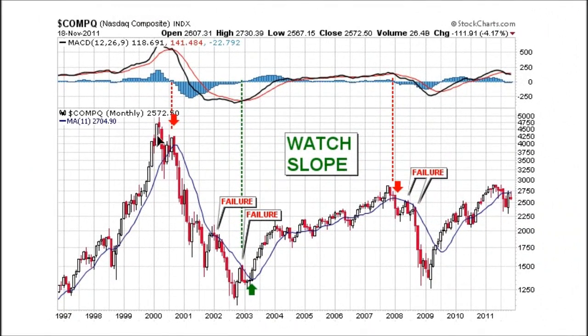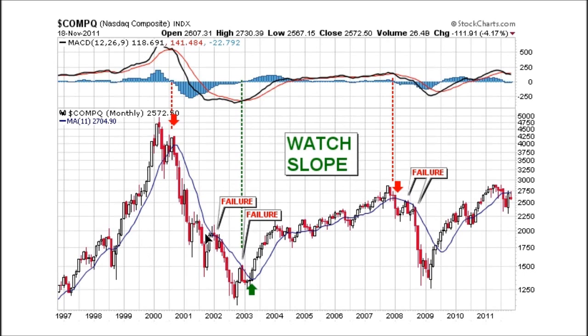This is another monthly chart of the NASDAQ. This is the 11-month moving average. Concept here is pretty simple. We're looking at a slope here. When the slope rolls over, it tends to be bearish. The point is this slope has started to roll back over, and notice we tested the moving average here, which is common in a bear market.